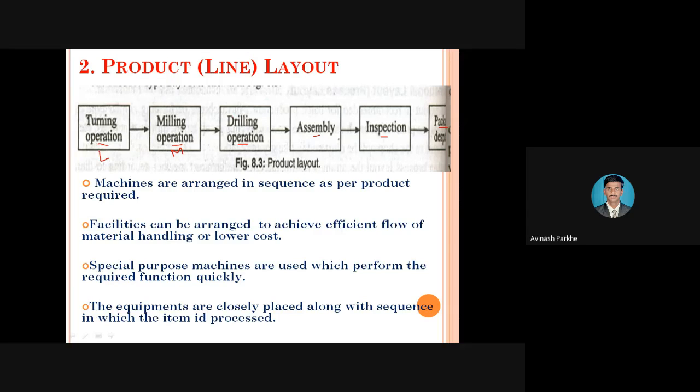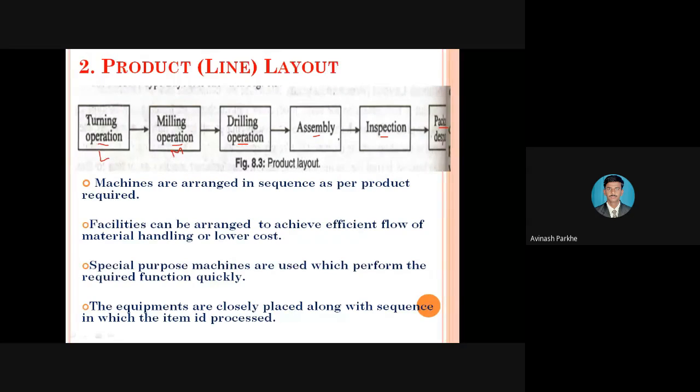So here my sequence of operation is totally set. Sequence of machine, it is also finalized. But if I have to go for a modification, because if my type of product is modified, according to the requirement of that particular new product, I have to change the sequence of operation. If I change the sequence of operation, I have to change the sequence of those particular machines also.